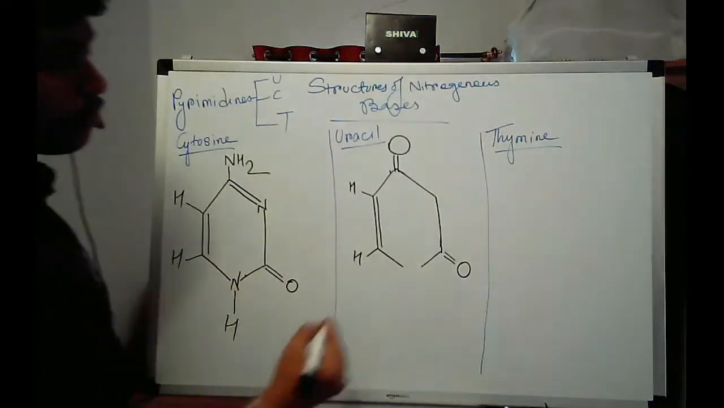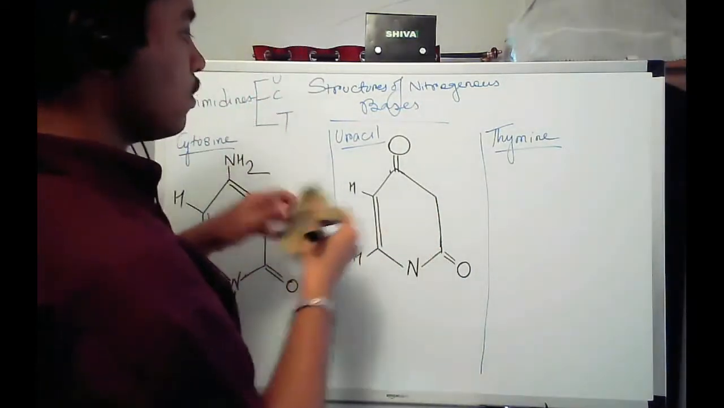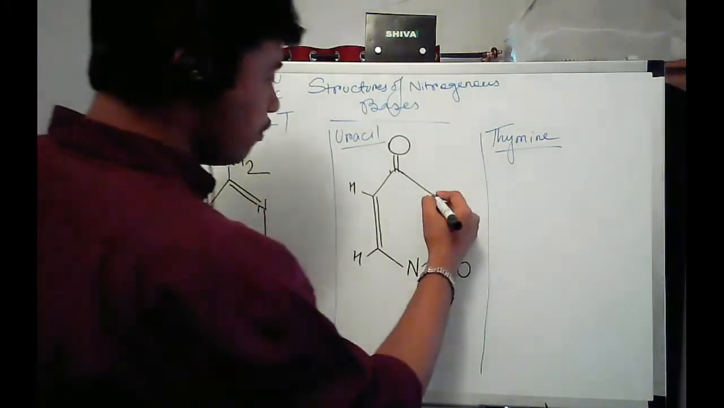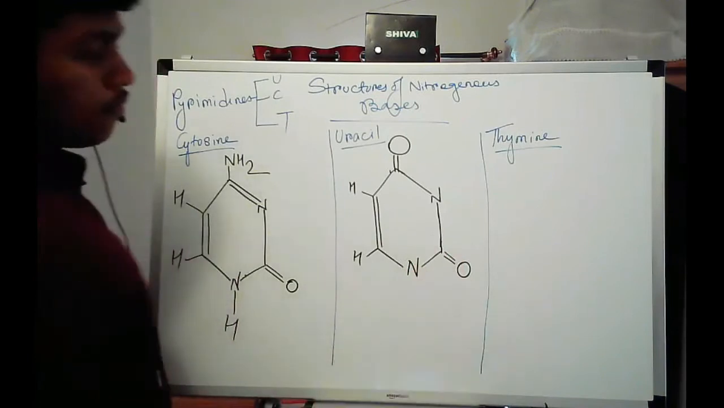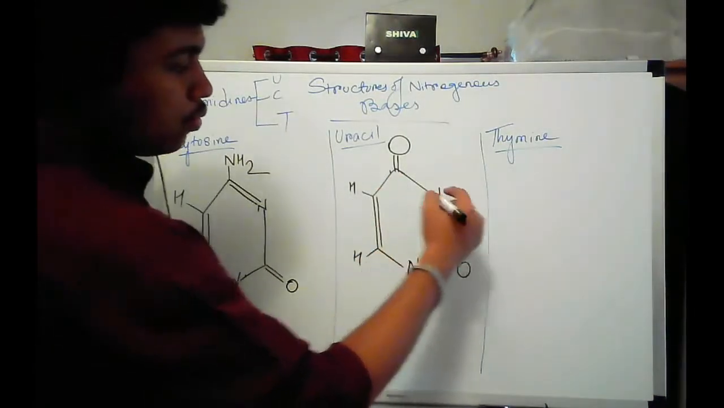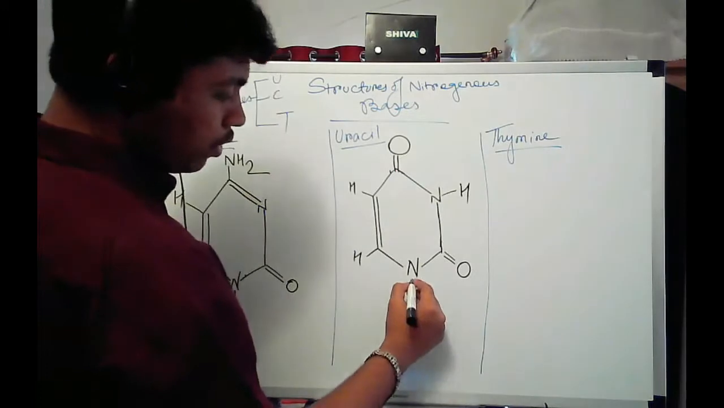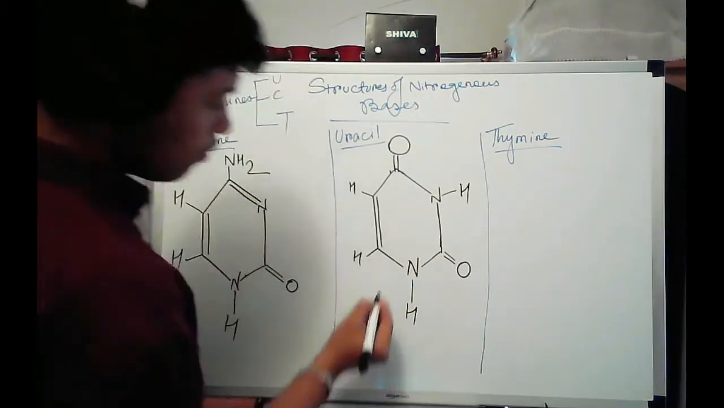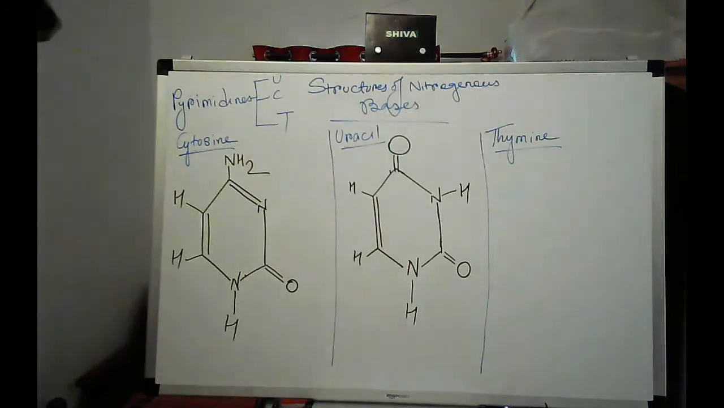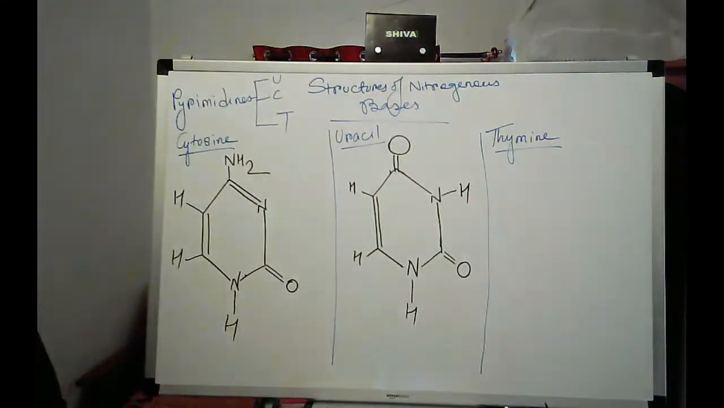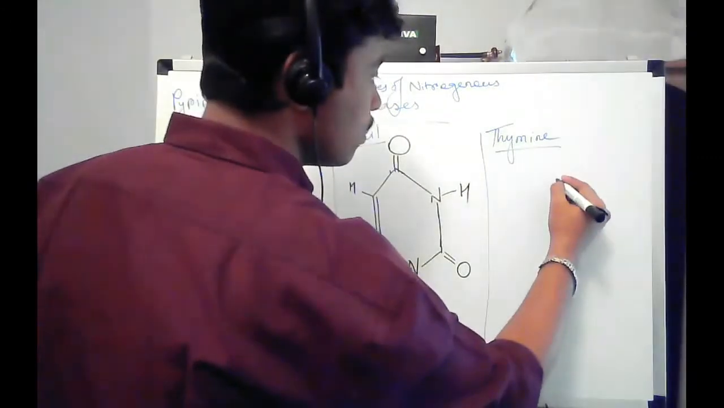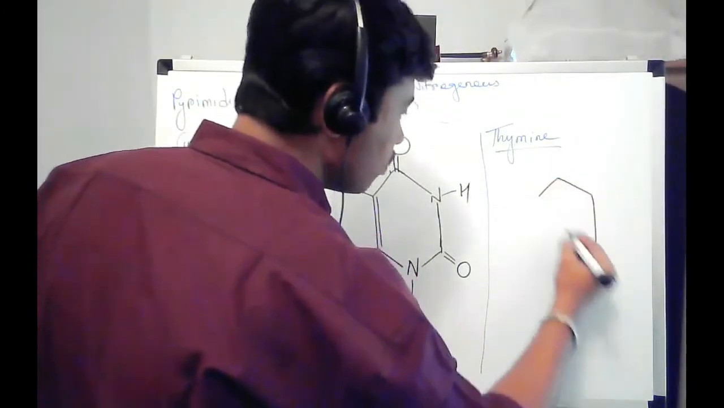N over here, same N over here. Now there are only two arms, so one H each over here. And that's all for uracil. Now, guys, we know thymine is an evolved form of uracil. Let us prove it down. Cyclobenzene.